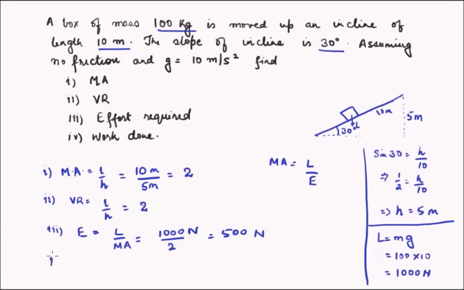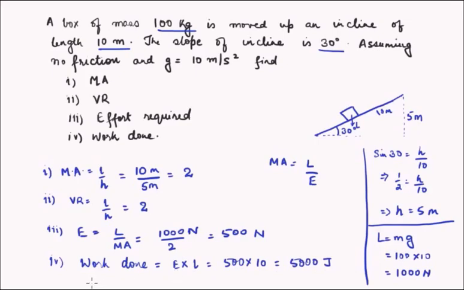Now the final part, the fourth part, asks us what is the work done. Work done can be found in several ways. I will use the relation effort into the distance in the direction of effort. And the distance in direction of effort is L. So the effort is, as we found out, 500 Newton and L is 10 meter. So the work done is 5000 joule.